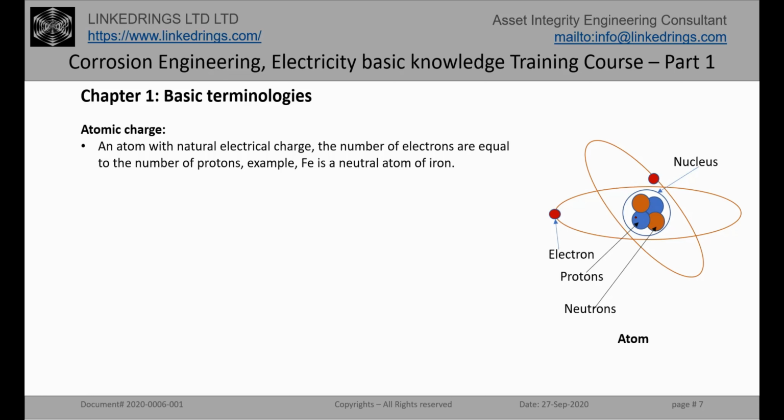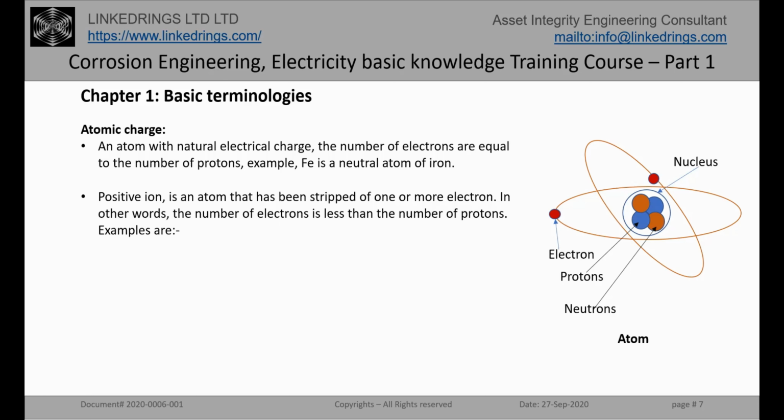Example, Fe is a neutral atom of iron. A positive ion is one in which the atom has been stripped of one or more electrons. In other words, the number of protons is more than the number of electrons. An example of positive ions is Fe2+, which we call the ferrous ion. It is an atom that has been stripped of 2 electrons. That's why it's +2.